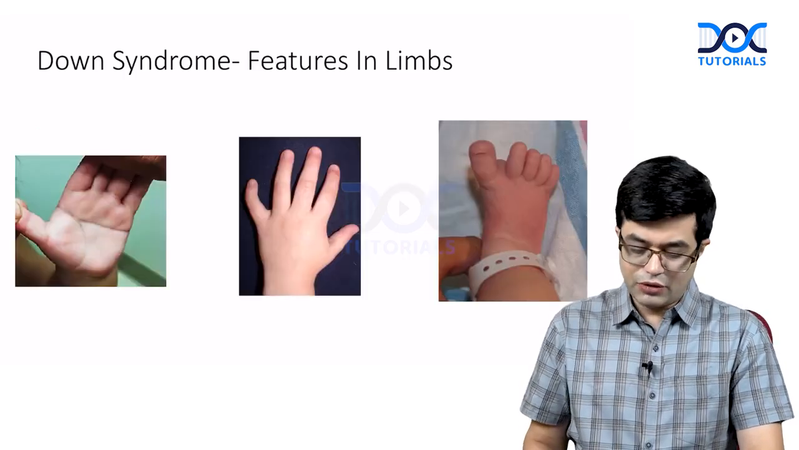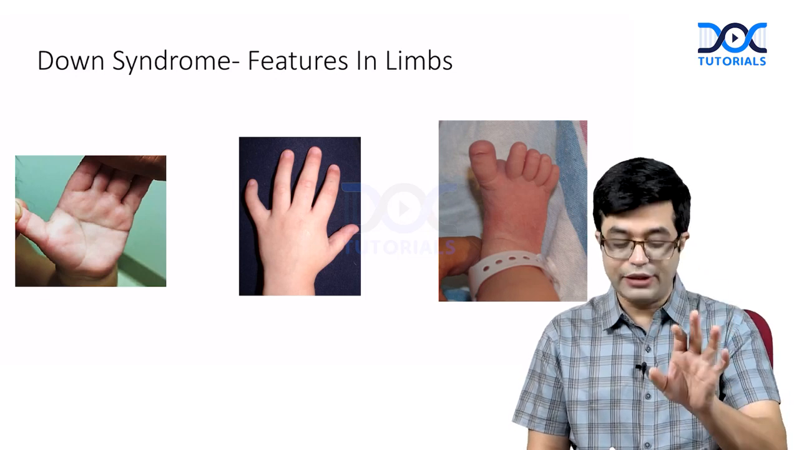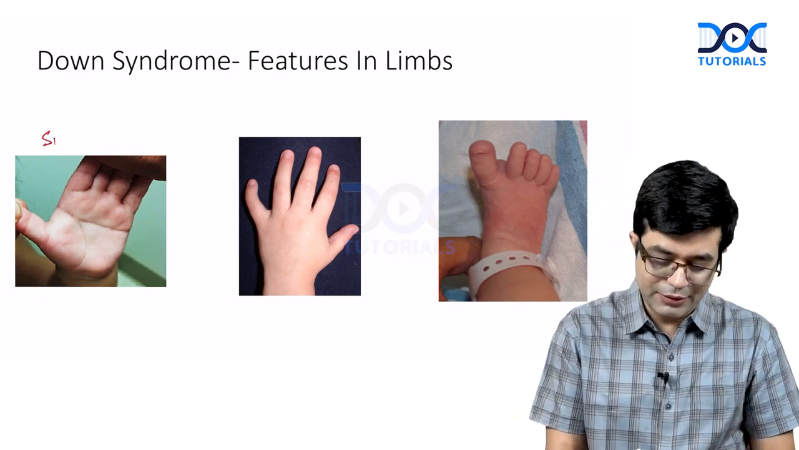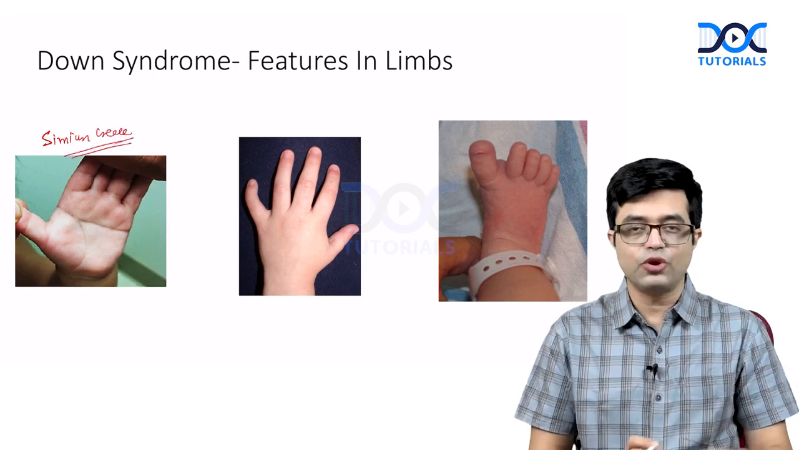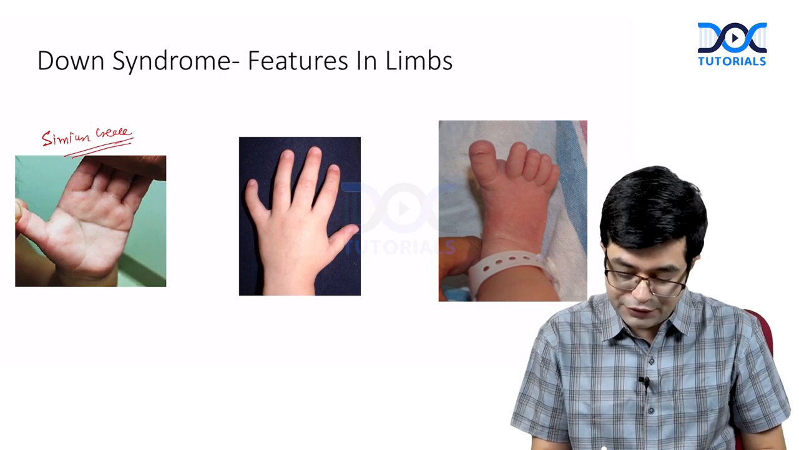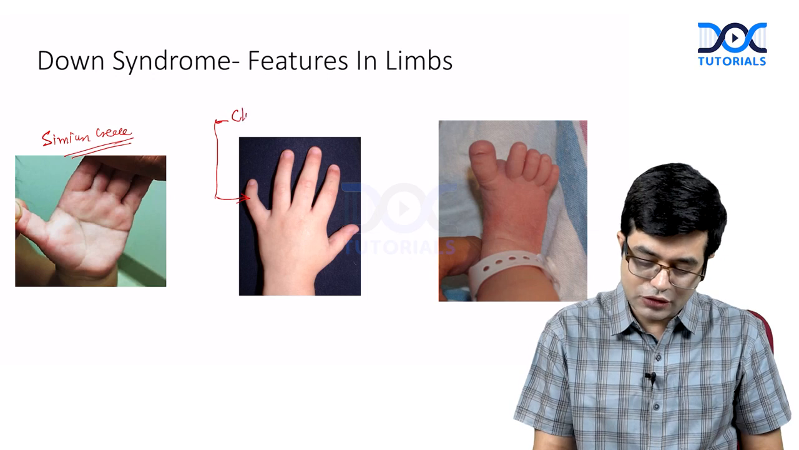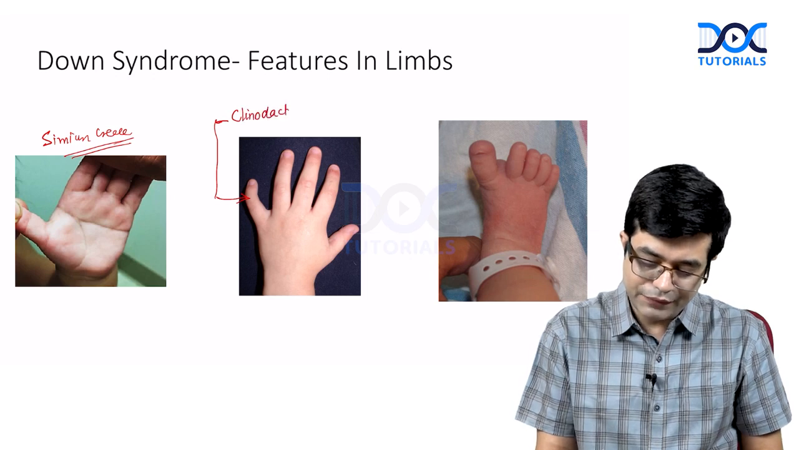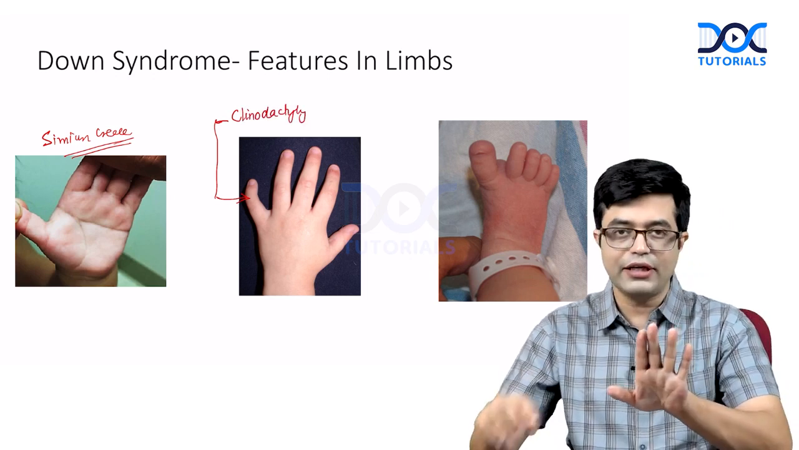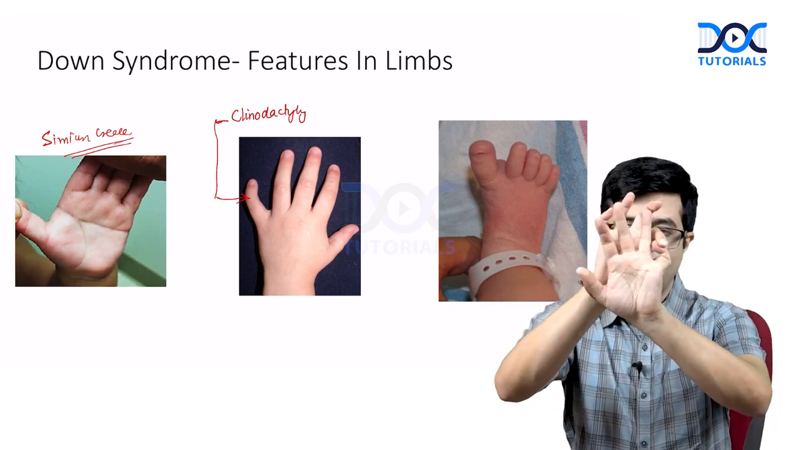Easy one. So Down syndrome, 3 features to remember. What are the features in the hands and feet that you need to remember? First will be simian crease, which will look like something like this. Suppose they repeat the question and show some other image. Look at the hand of the Down syndrome child. Many times the fifth finger will be shortened and curved inwards. This is called clinodactyly. So the short finger is curved inwards like this.